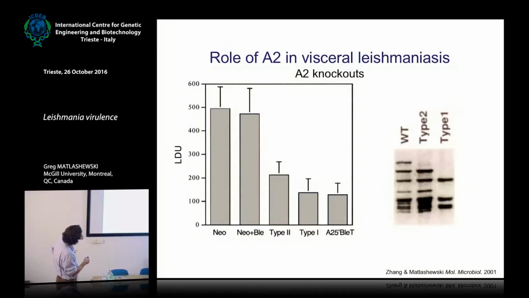But nevertheless, when we do knock out some of these genes and we do reduce the amount of proteins, we also reduce the virulence in mice. So this is LDU, this is infection in liver. And we also had some success using antisense RNA with A2 here. I'm not showing the data, but if you knock down A2 with antisense, you also reduce the virulence. So if we were able to partially knock down A2, we're able to reduce the level of infection here. So indicating that it is required for survival in the mammalian host.